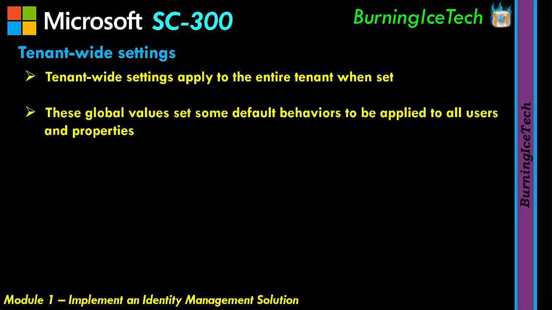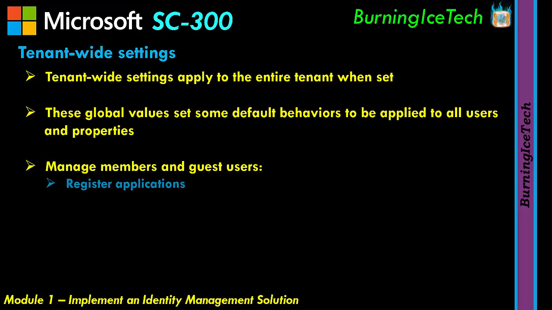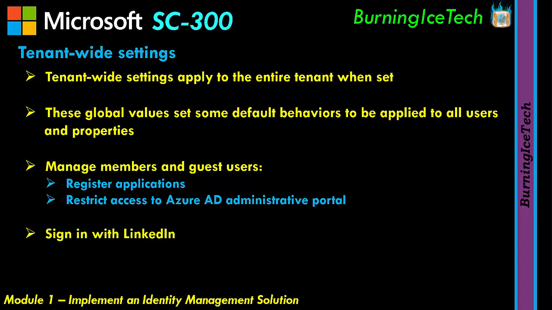These global values set some default behaviors to be applied to all users and properties until you specify otherwise later down the line. So you can go and manage members and guest users to go and do things like register applications, restrict access to Azure Active Directory administrative portal. So if you don't want the average Joe to be able to access the administrative portal or certain people, then, well, maybe make it a global wide setting. You never know. You can go and configure tenant-wide settings regarding, for example, signing in with LinkedIn.